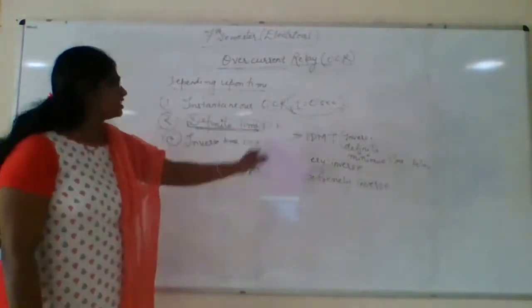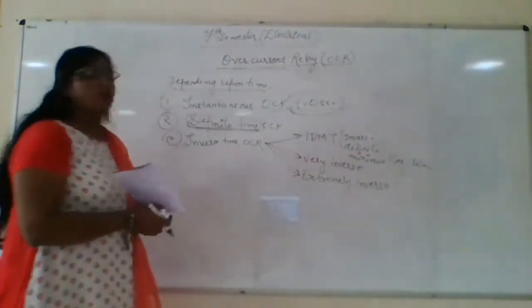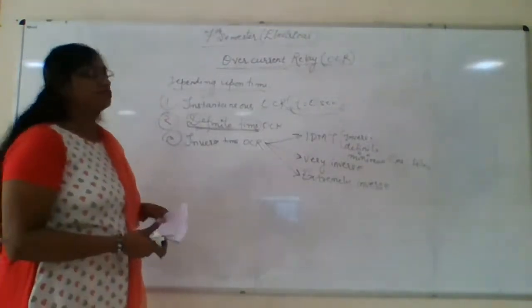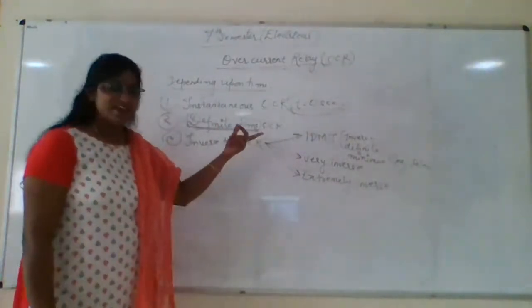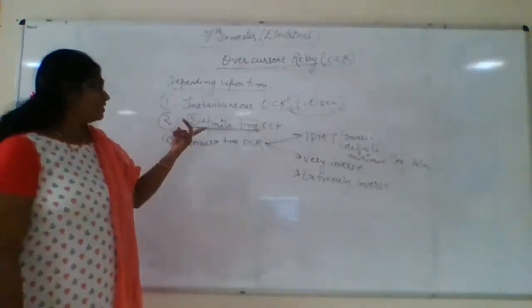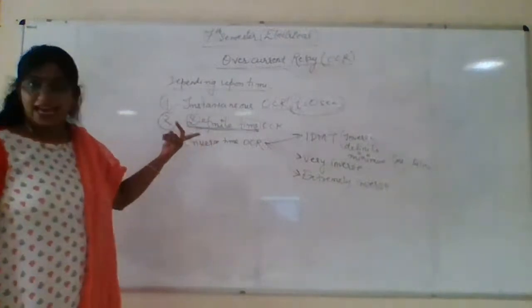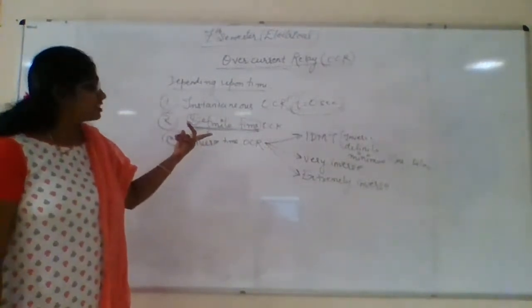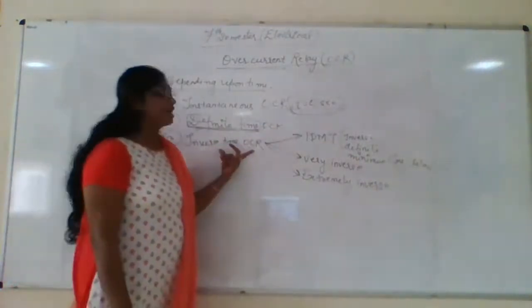First is instantaneous OCR, which will operate within no time, after the occurrence of fault, that is at time t equals 0 seconds. Second, it's definite time OCR, meaning there is an intentional time delay. If after that intentional time delay the system still has the fault, or the fault persists, then it will operate. Thirdly, we have inverse time over current relay.